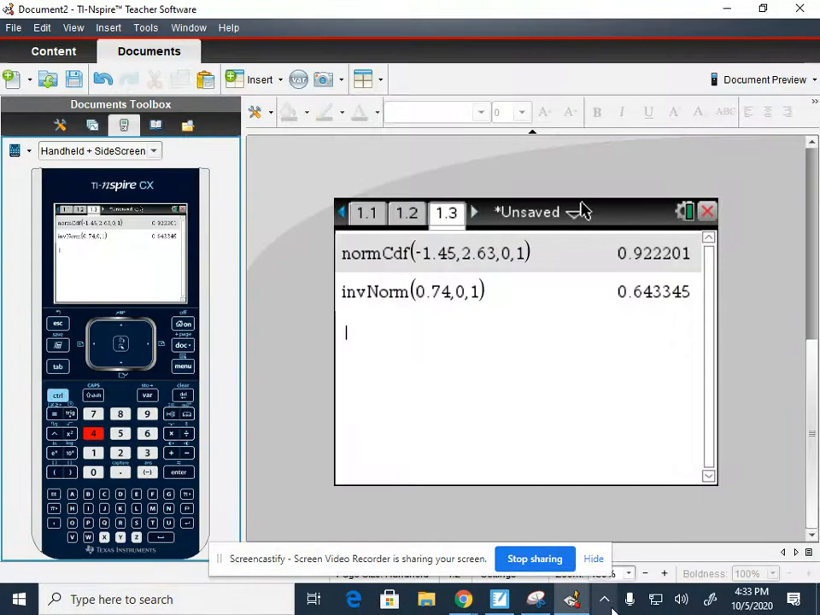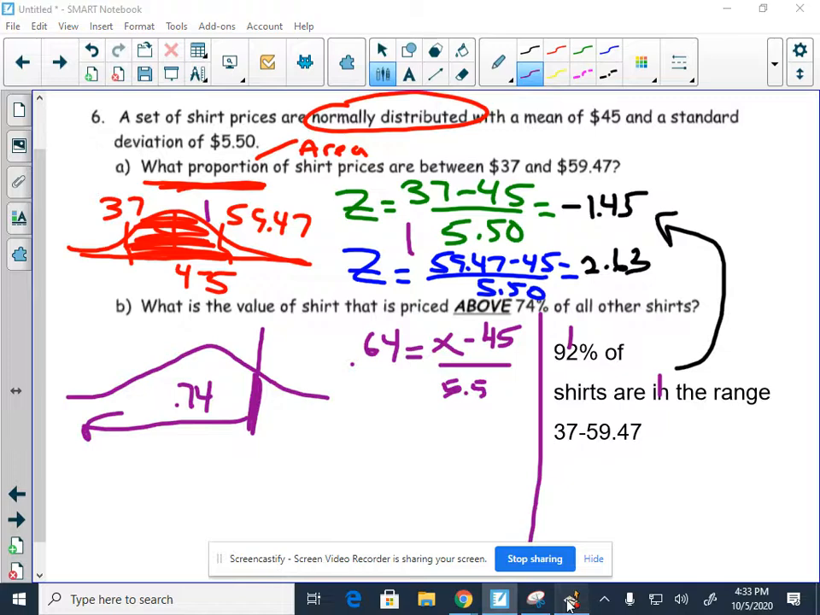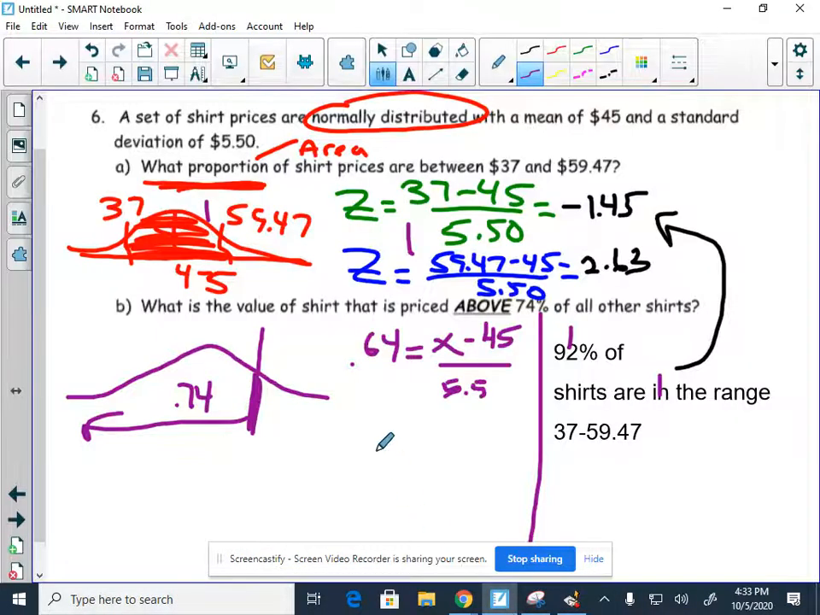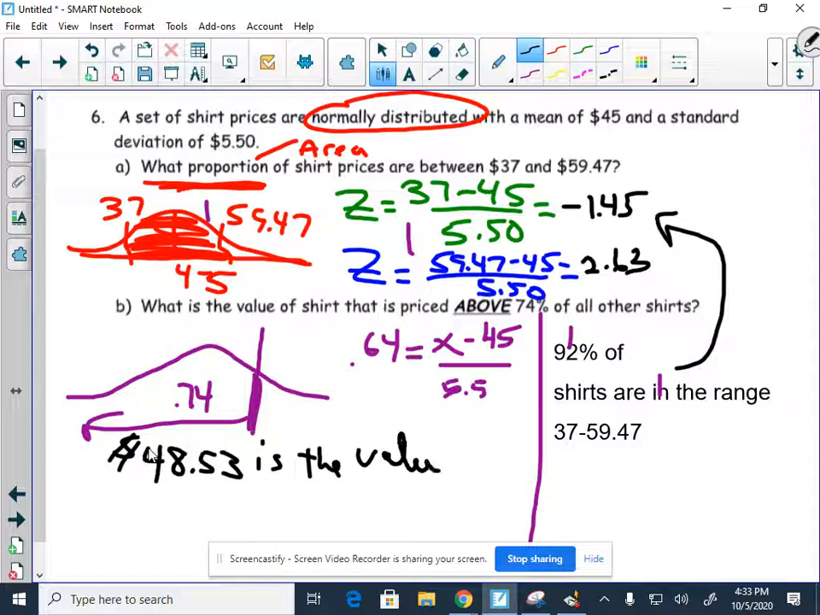Now we have to calculate this. So we're going to take that times 5.5, and then we're going to add 45, that was the mean. So 48.53. I'm going to write it on the board here. I'm trying to type it. It takes too long. $48.53 is the value above 74% of prices.